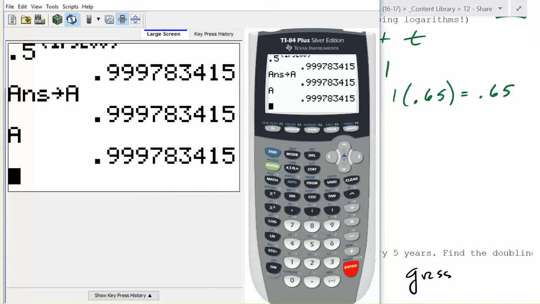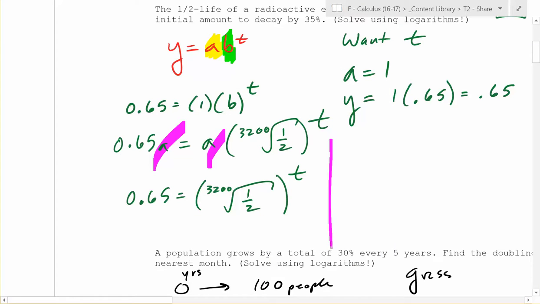That one. Let's go back here. So now, how did I write this? Well, I'll use A instead. 0.65 is equal to A to the T. That is in exponential form. Everybody stop typing right now for 1 second. How do I write that in log form? You have to remember this. This is something that's real important. Just guess.